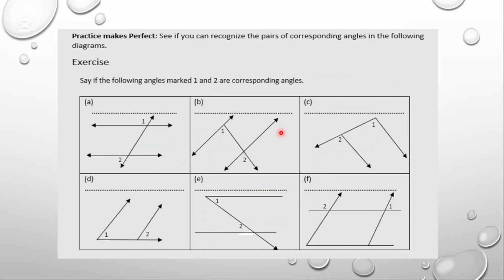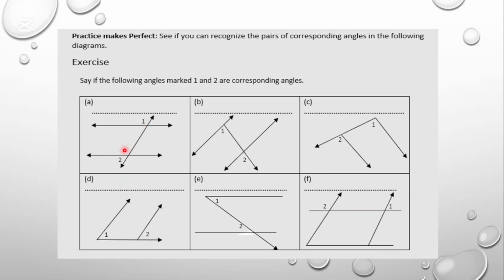Now practice makes perfect. See if you can recognize the pairs of corresponding angles in the following diagrams. The answers will appear on the last slide, but I will help you over here. Say if the following angles marked 1 and 2 are corresponding angles. Here we have our transversal, here we have our two lines. This one is above the parallel line, but this one is below the parallel line. So no, they are not corresponding.